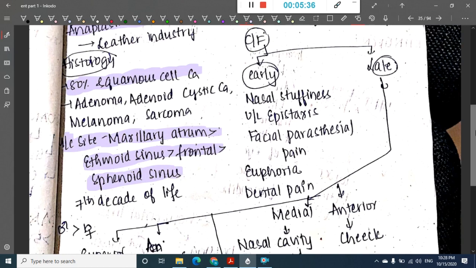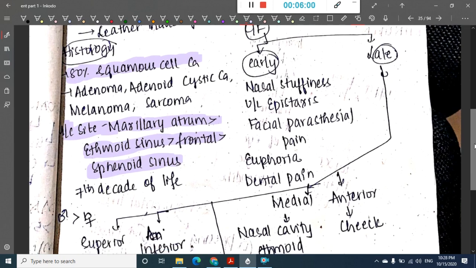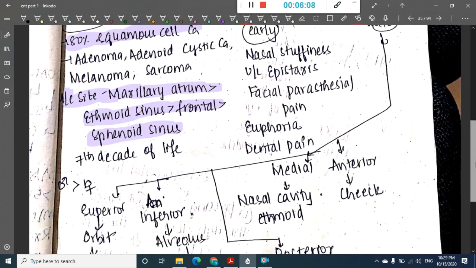If you see the clinical features, because this is in the sinus space, the early features will be related to the sinus and its spaces. As a result, there will be nasal stuffiness and unilateral epistaxis can occur. There can be facial paresthesias or pain associated with this. Epiphora and dental pain can occur due to carcinoma of paranasal sinuses.